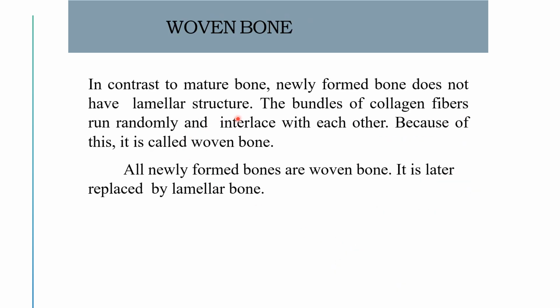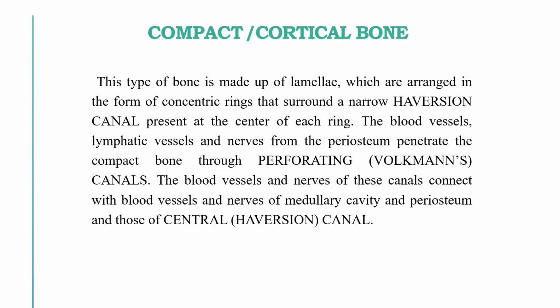And woven bone is the newly formed bone which does not have lamellae. So lamellar bone is the adult mature bone, and this woven bone is a newly formed one which does not have lamellar structure. The bundles of collagen fibers run randomly and interlace with each other, and because of that it is called woven. All newly formed bones are woven bones and it is later replaced by lamellar bone.